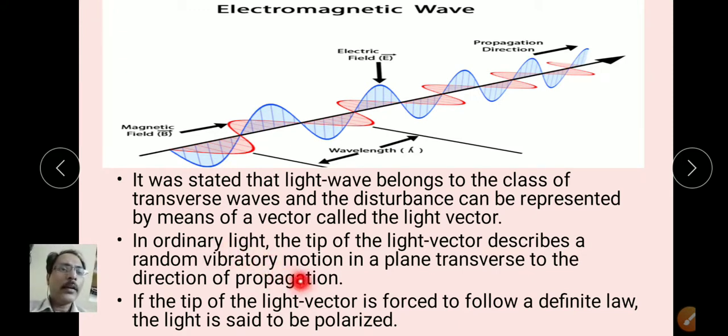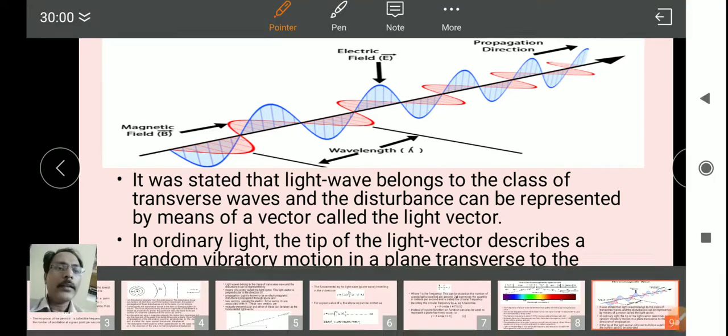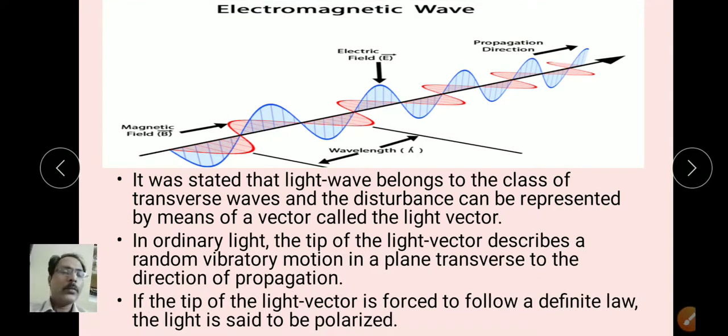In ordinary light, the tip of the light vector describes a random vibratory motion in a plane transverse to the direction of propagation. If the tip of the light vector is forced to follow a definite law, the light is said to be polarized. So we are moving to polarization.